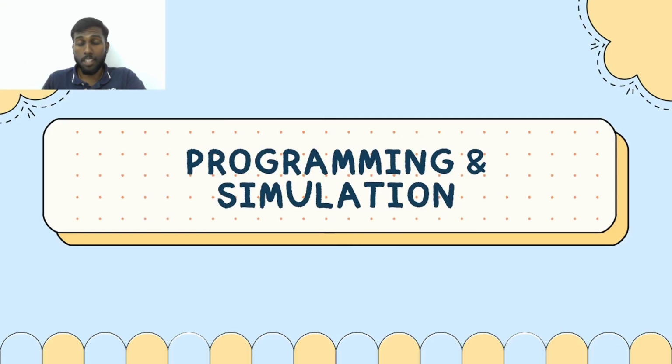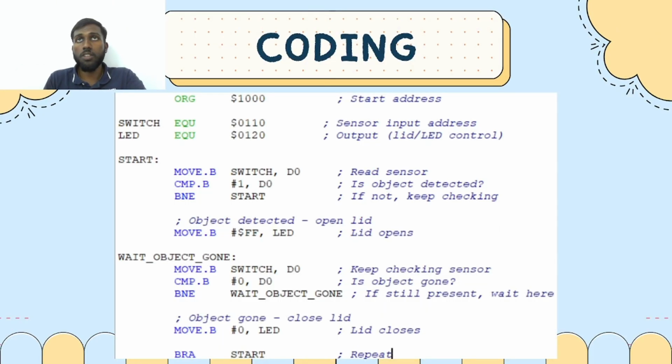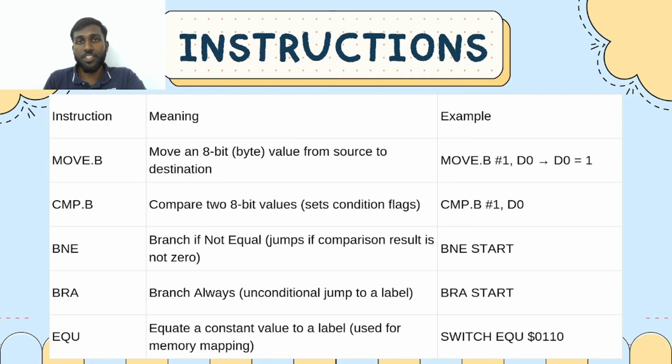Hi everyone, my name is Arvind Kumar Jaykumar and I'm here to explain the programming and the simulation we did for this project. So this is the coding we used for the project Smart Dustbin, and before going deeper into it, I'd like to explain the instructions first. The first instruction that I want to explain is move.b, which is used to move or copy an 8-bit value. For example, we can move a constant like #1 into a register like D0.